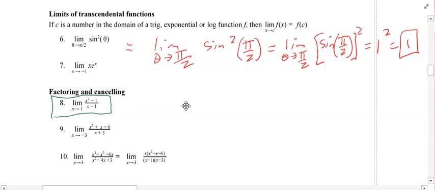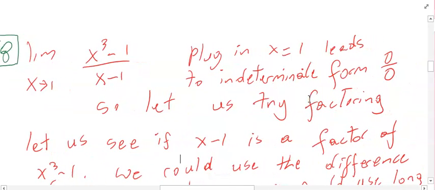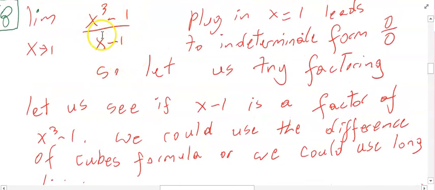Now, the process called factoring and canceling is one of the cases where we would have an indeterminate form, and if we plug in our input, let's say x approaches 1, into x cubed minus 1 over x minus 1, then we get an indeterminate form, a 0 over 0 form. So in that case, we have to do something more. In this case, we try factoring. So let us see if we can factor an x minus 1 out of x cubed minus 1.